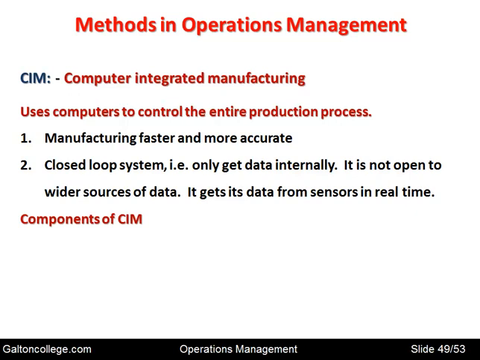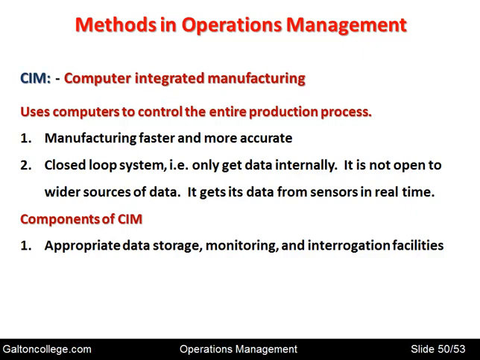Components of computer integrated manufacturing. Well, there must be appropriate data storage. The programs that the machines use must be stored somewhere. They must be stored on some media, hard drives or solid state or whatever it is. And there must be monitoring, and there must be interrogation facilities. So even though the computer system can be quite widespread throughout the factory and integrated, it still sometimes needs to be monitored.